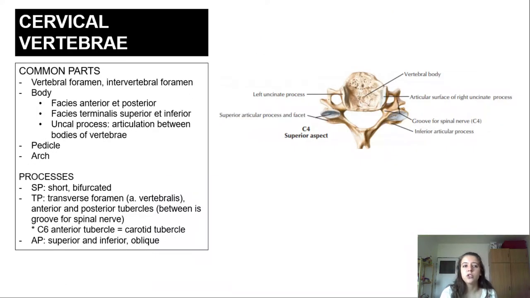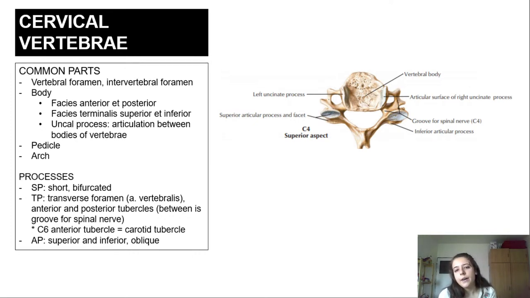So now we have to talk about the cervical vertebrae in general, the thoracic vertebrae in general, and the lumbar vertebrae in general. So, cervical vertebrae: small body compared to the rest, vertebral foramen and intervertebral foramen. Body, it has the facies anterior, facies posterior. So, this will be facies anterior and this will be facies posterior of the body. This is facies terminalis superior or superior terminal surface, and on the other view we have facies terminalis inferior.